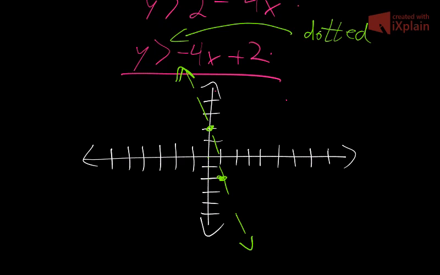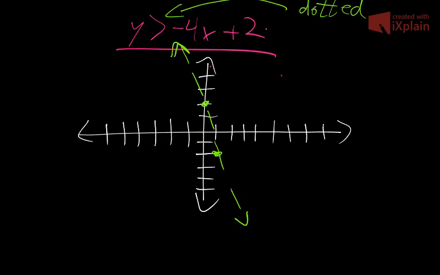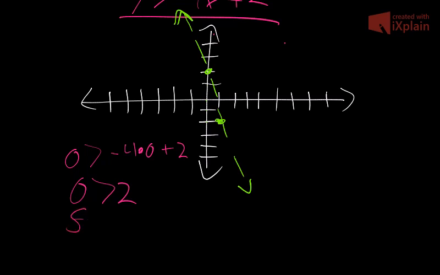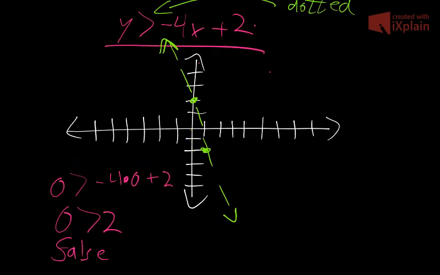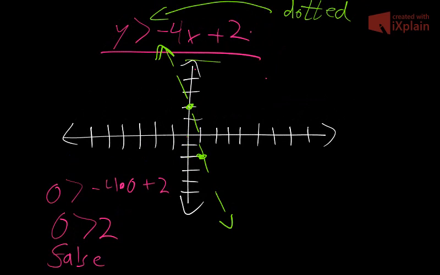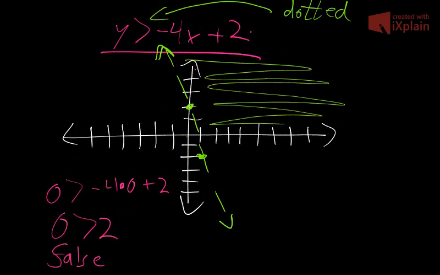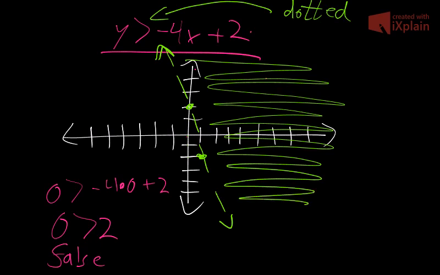So I need to pick a point. I really like 0, 0, so I'm going to go for it. I'll have 0 is greater than negative 4 times 0 plus 2, which tells me 0 is greater than 2, which is false. So if it's false, it means not on the side with 0, 0. So the other side is the side I should color in, which would be right here. I color that in, and that is my finished graph. Just like that, I'm done.